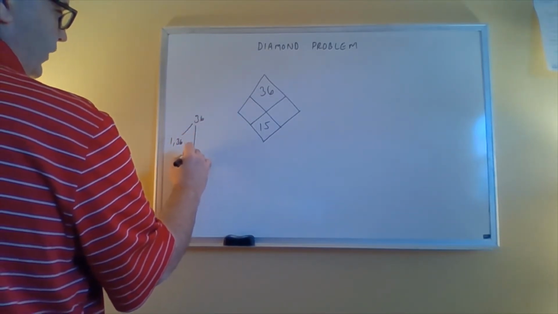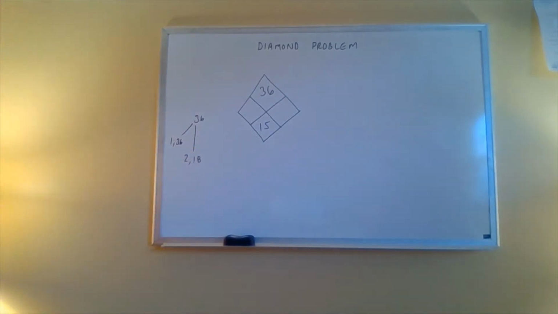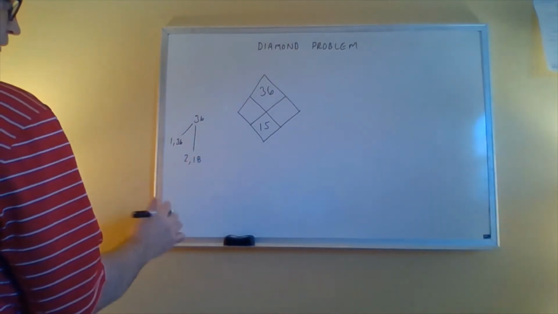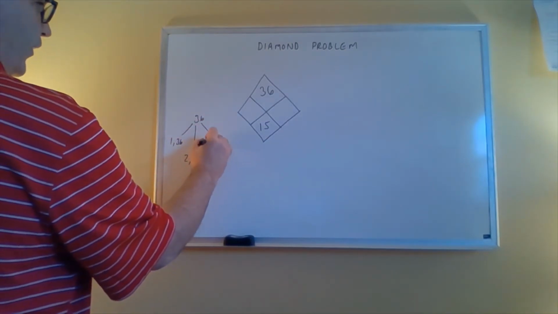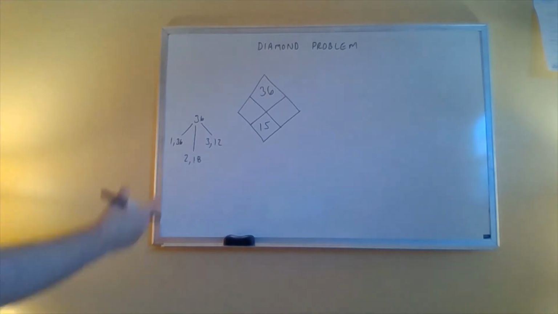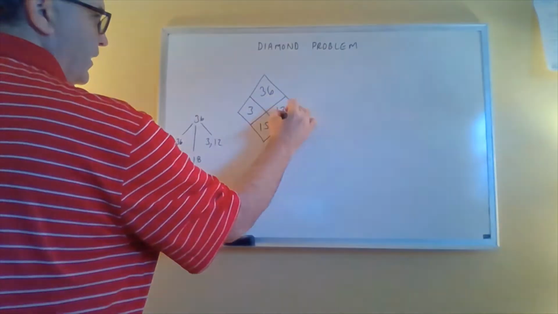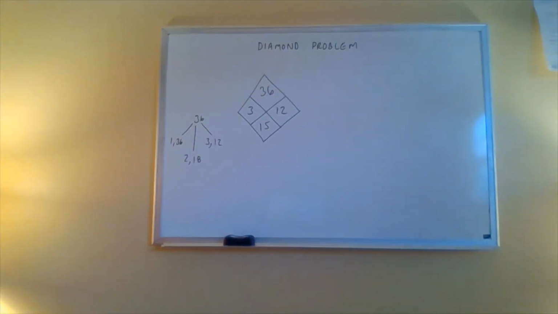What's another one we can have? We can have 2 and 18. Multiplied together, that gives us 36, yes, but when added together, it gives us 20. How about 3 and 12? When multiplied together, gives us 36, and there we go. When added together, gives us 15. So 3 and 12 would be how we finish that diamond problem.